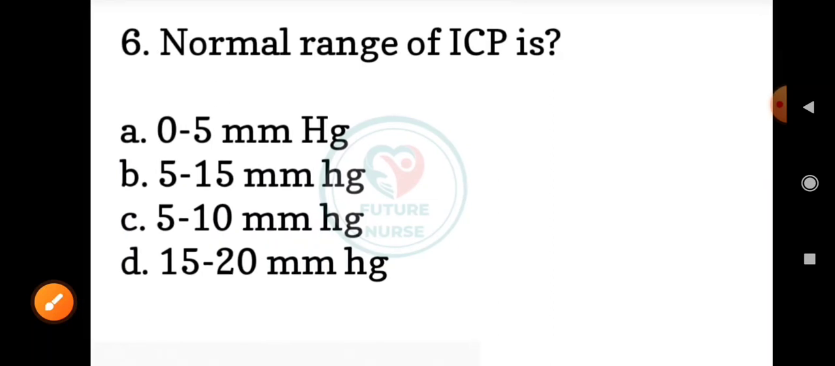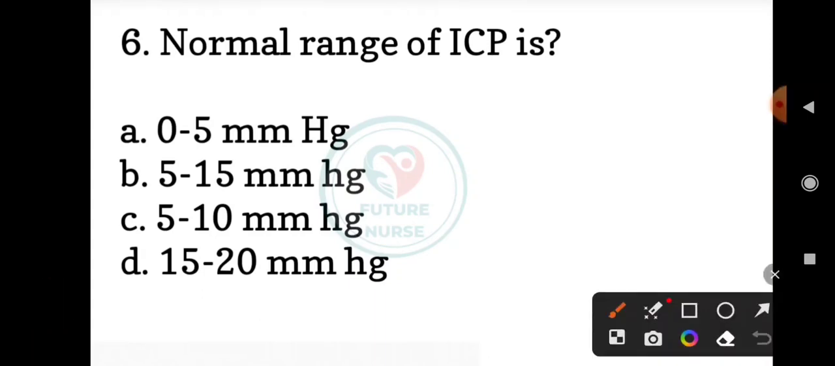Normal range of ICP is 0 to 5 mm of Hg, 5 to 15 mm of Hg, 5 to 10 mm of Hg, 15 to 20 mm of Hg. So the normal range of ICP is. So the correct answer is 5 to 15.